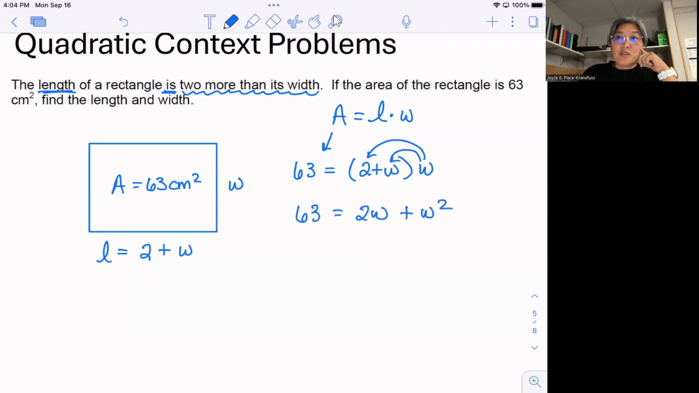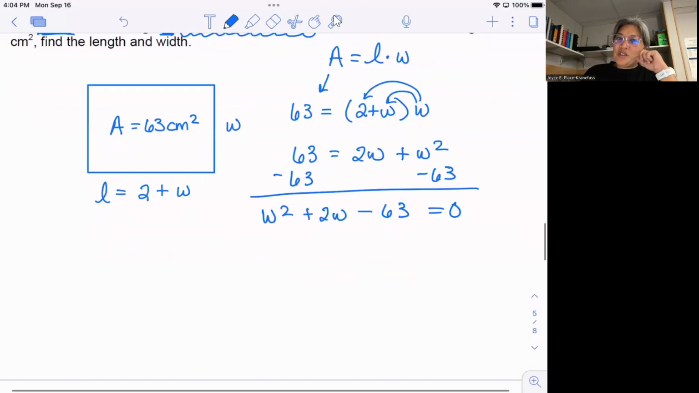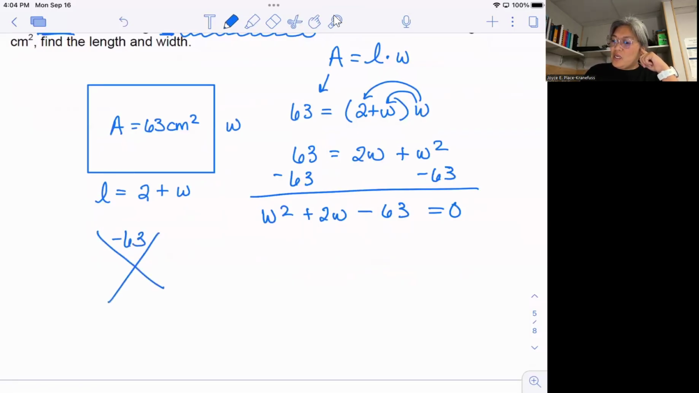What type of an equation is this? Hint, hint, we've been doing quite a few of them. That is a quadratic, so we're going to subtract that 63 from both sides. That's w squared plus 2w minus 63 is equal to 0. I don't want to use the quadratic formula. I am going to use the negative 63 to get me positive 2.